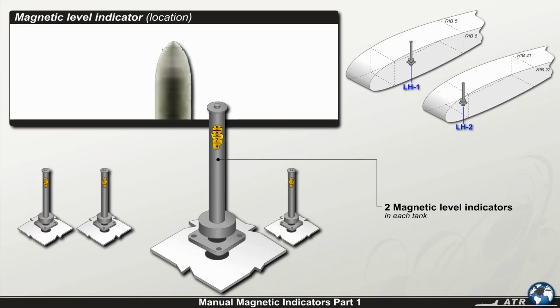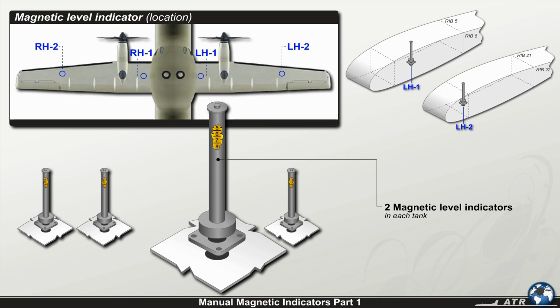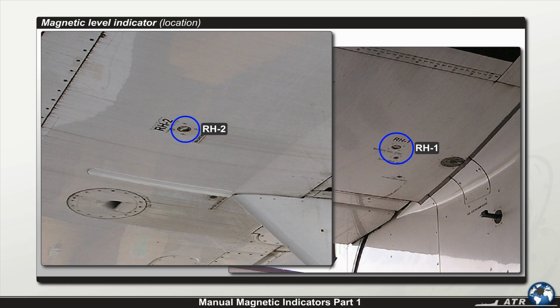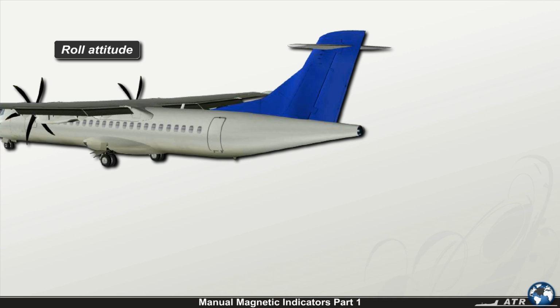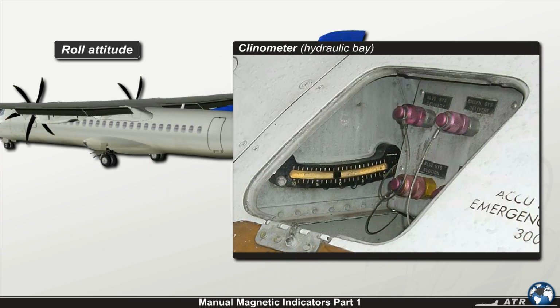Two magnetic level indicators are mounted in each tank through the lower wing skin. The roll attitude of the aircraft can be read on a clinometer in the hydraulic bay located in the left-hand landing gear fairing. The aircraft bank angle is considered positive for wing up and negative for wing down.